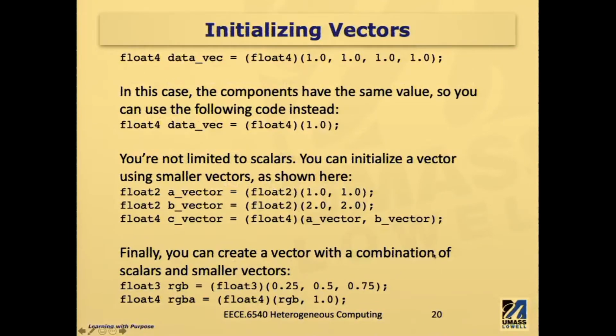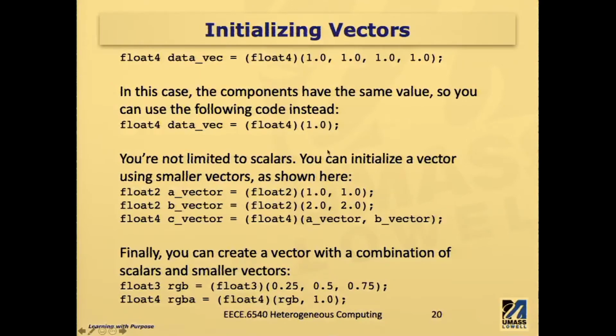If you use this vector data type, then in some cases you need to initialize them. The way to initialize them is to list the values explicitly. So for this vector, you can say I want to initialize the four elements as 1.0, 1.0, 1.0, and 1.0. Or you can just say 1.0, because all these values are the same. That will automatically repeat this single value in all the elements in this vector.